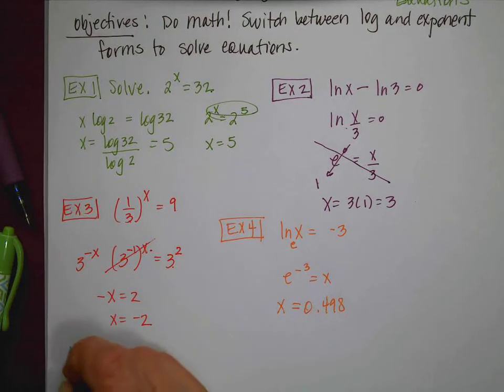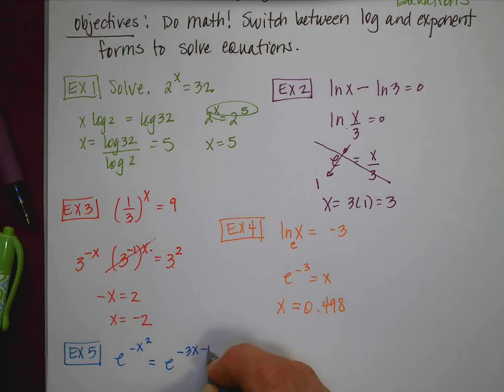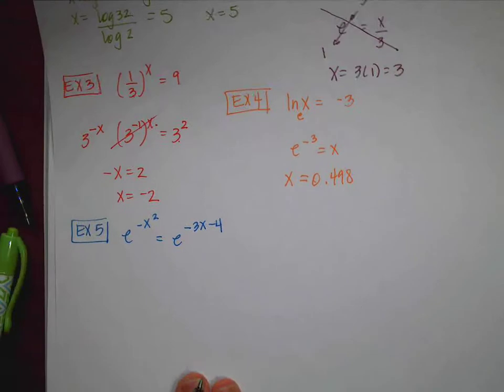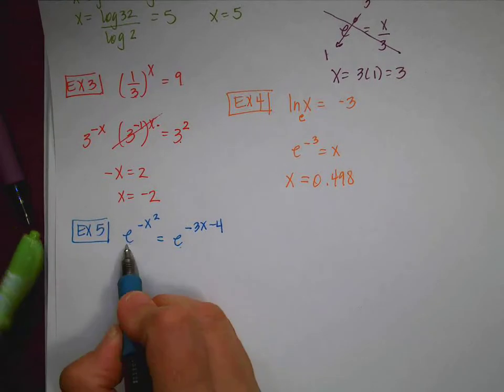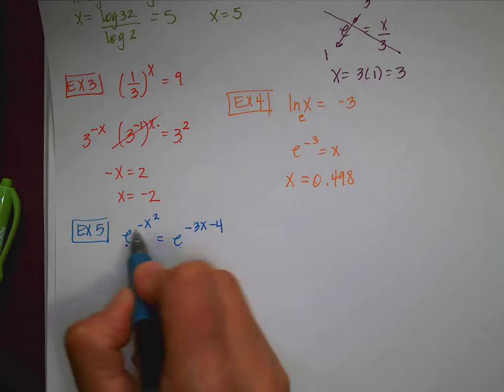Sorry, bad grammar. The fifth example, I'm going to have e to the negative x squared is equal to e to the negative 3x minus 4, and it looks really scary, but it's actually really pretty straightforward because the bases are the same, so the 1-to-1 property kicks in.